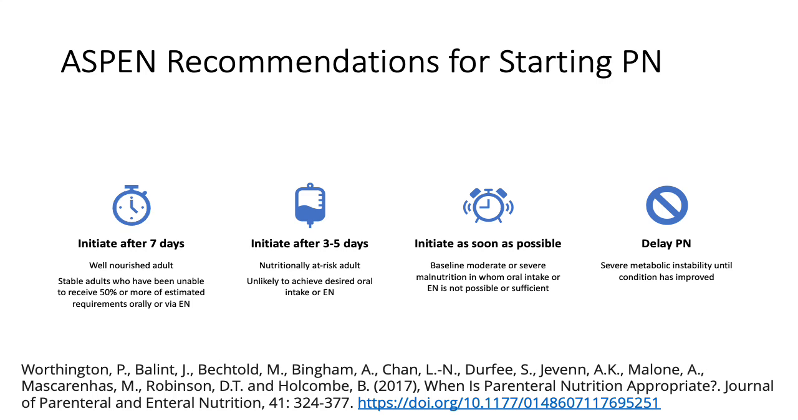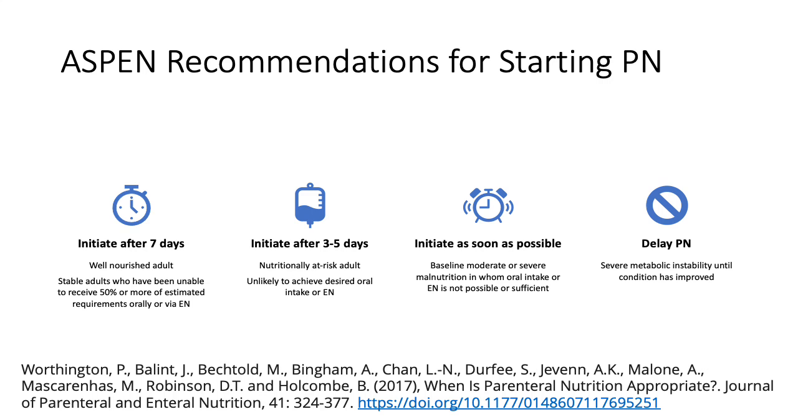Here are ASPEN recommendations for starting PN. Ideally, we'd wait until 7 days have passed for the well-nourished adult and stable adults who have been unable to receive 50% or more of their estimated requirements orally or via EN. We'd like to initiate after 3 to 5 days for the nutritionally at-risk adult and those that are unlikely to achieve desired oral intake or EN.